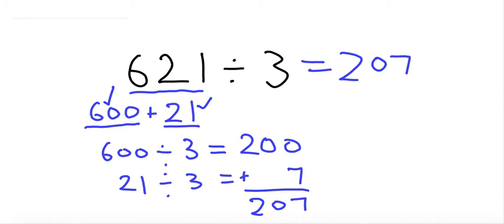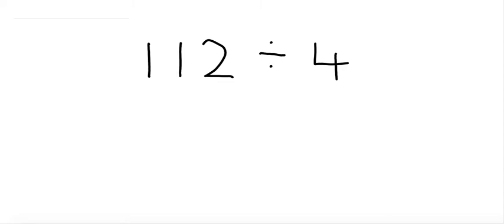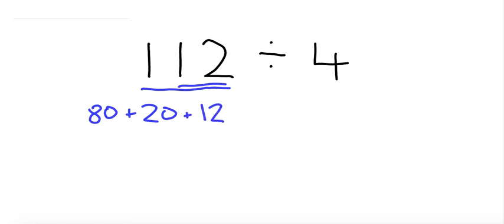Alright, let's take a look at one more. 112 divided by 4. Step 1, split the dividend into smaller, more manageable, divisible parts. Let's try looking at it and, okay, so 100, well, isn't 100 made up of 80 and 20? And they're both divisible by 4. And then at the end, I can see this number 12. And that's divisible by 4. Okay, so 80 plus 20 plus 12. Split it up. I'm ready to go.